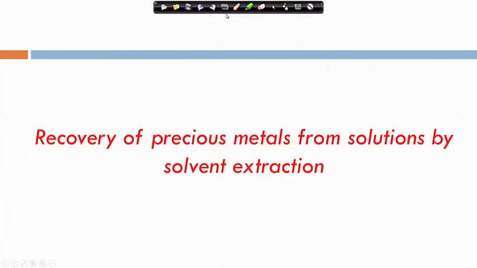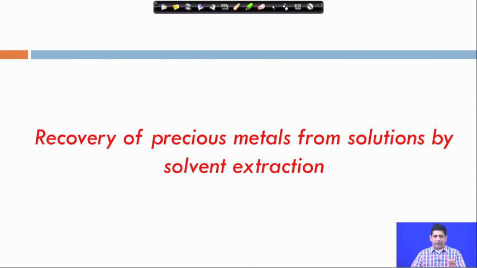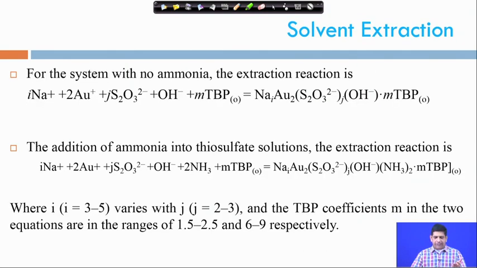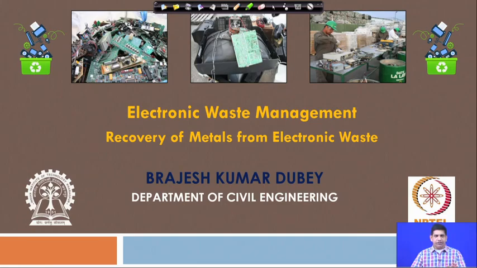Okay, so welcome back. We'll get started from where we left off in the previous video. If you remember, we were looking at solvent extraction, specifically the recovery of precious metal from solutions by solvent extraction. We looked at different types of solvent extraction for gold, in the presence of ammonia and without ammonia. We looked at those two big equations.